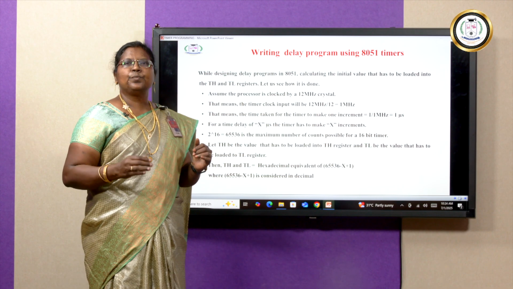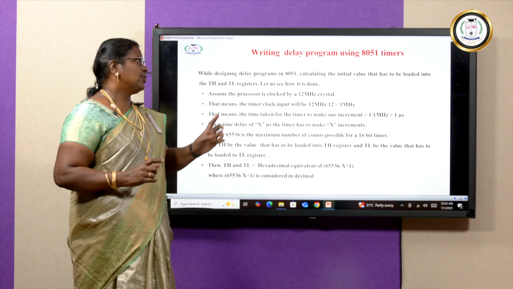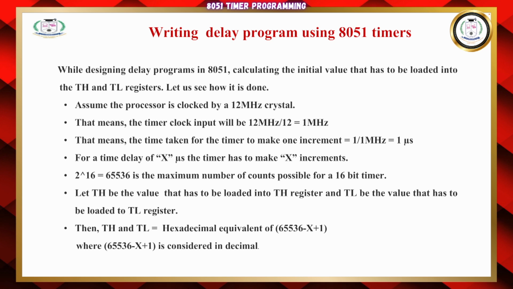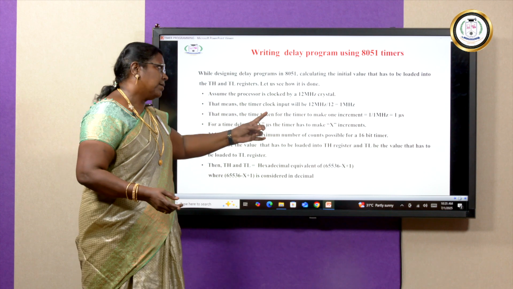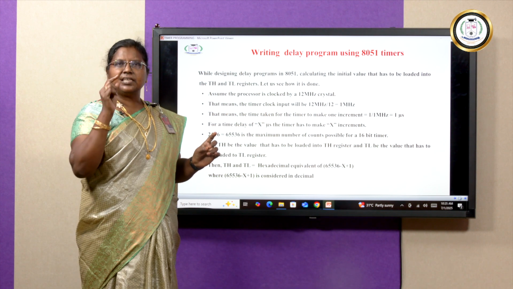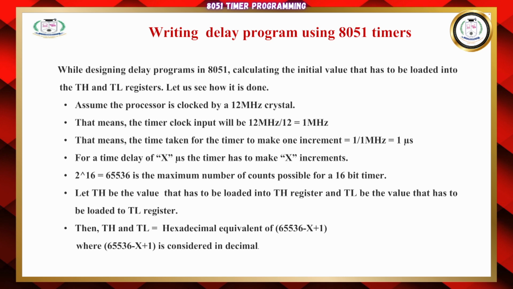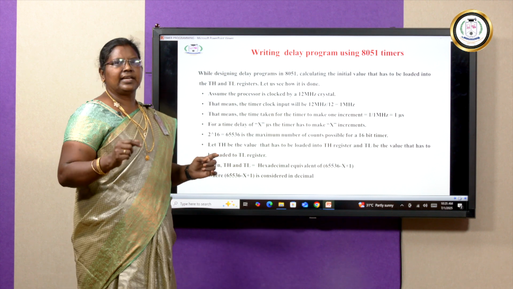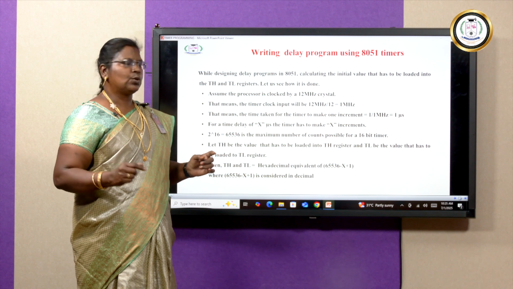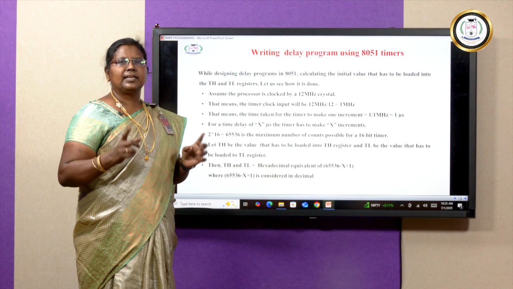For example, I am assuming the clock frequency of the microcontroller is 12 megahertz. We are providing a crystal oscillator clock frequency of 12 megahertz here. So the timer clock input is 12 megahertz, and one machine cycle equals 12 T states. We divide 12 megahertz by 12, so one clock pulse frequency is 1 megahertz. The time taken for the timer to increment by one pulse is 1 by 1 megahertz, which is 1 microsecond. You all know that T equals 1 by F. So T equals 1 by 1 megahertz, giving 1 microsecond. So for one clock pulse, the time is 1 microsecond.